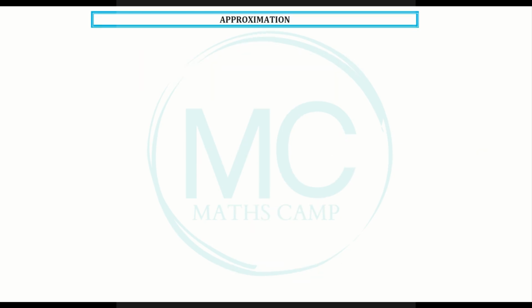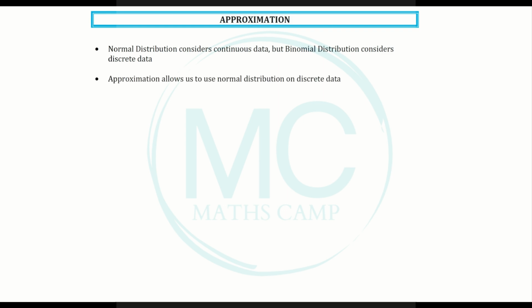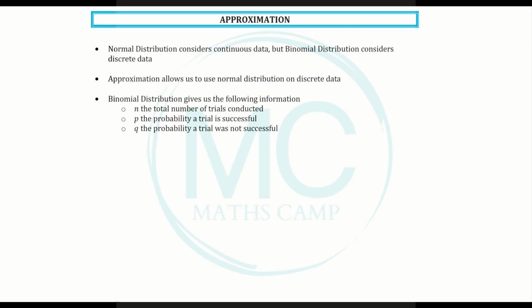Finally, I'd like to look at approximation. Normal distribution considers continuous data, but binomial distribution considers discrete data. Approximation allows us to use normal distribution on discrete data. Binomial distribution gives us the following information: N, the total number of trials conducted; P, the probability a trial is successful; and Q, the probability a trial is not successful.